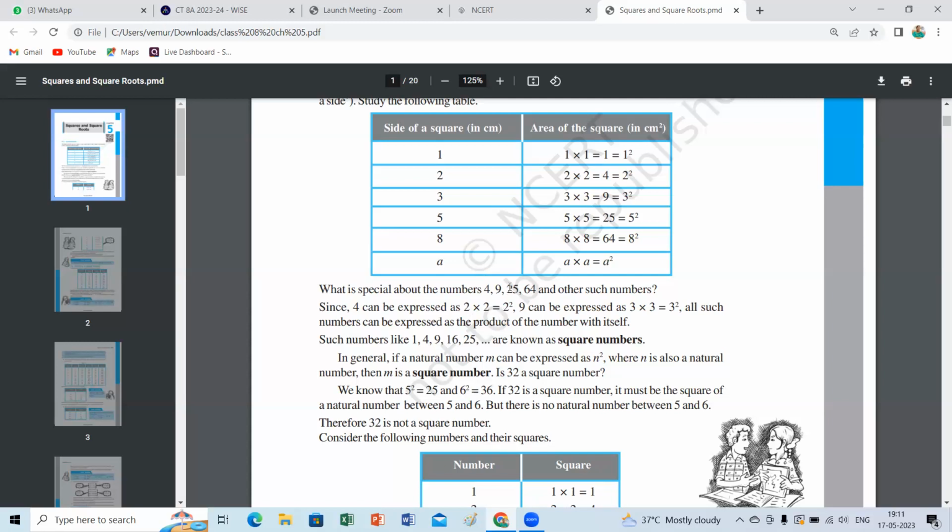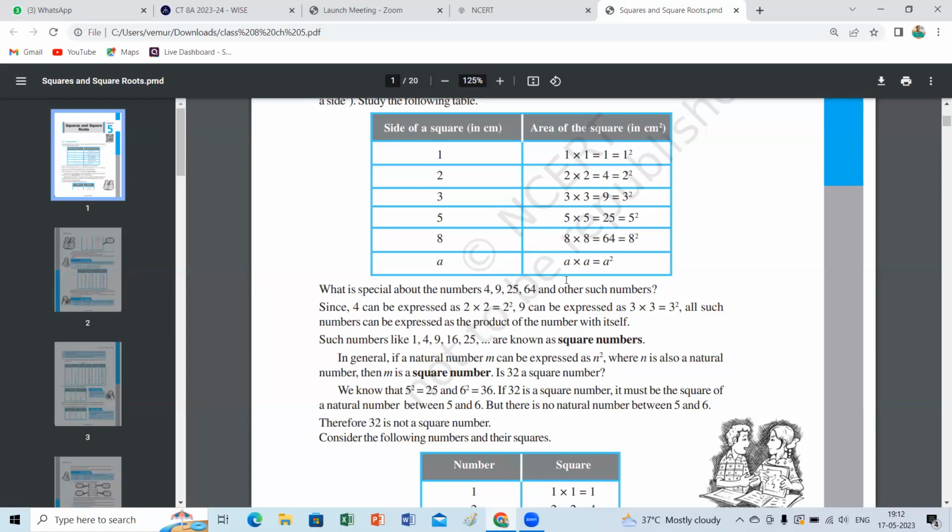Such numbers, what are the numbers we see in our number system? 1 into 1 is 1, then 4, 9, 16, 25, 36, 49, 64, then 81, 100, and the next number is 121. These are known as square numbers. In general, a natural number m can be expressed as n squared, where n is also a natural number; then m is a square number.